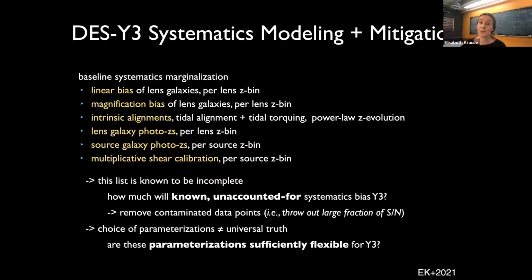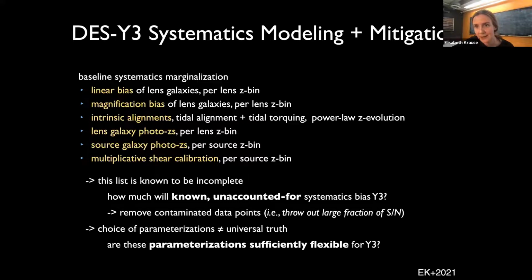This list, of course, then is known to be incomplete. And there are known systematic effects that we don't include. For example, we know that there's baryons in the universe, but we model the matter distribution based on dark matter only simulations. So we deal with this incompleteness by removing data points believed to be contaminated. That means we throw out most of the signal to noise. And we also have to stress test that our simple parameterization is sufficiently flexible given the statistical uncertainty of our measurement.